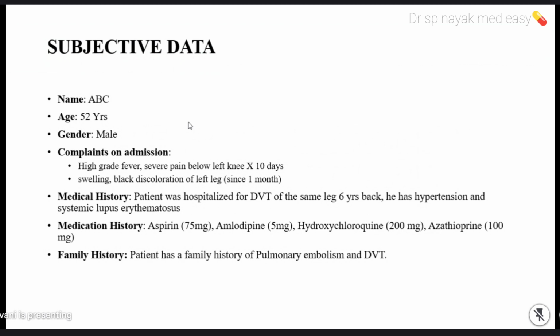His medication history involves aspirin 75 mg, which was prescribed for the deep vein thrombosis that he was suffering, amlodipine for his hypertension, hydroxychloroquine 200 mg, and azathioprine 100 mg. Both these drugs were prescribed for SLE. His family history involved pulmonary embolism and deep vein thrombosis. His mother was suffering from pulmonary embolism, and his brother had deep vein thrombosis.